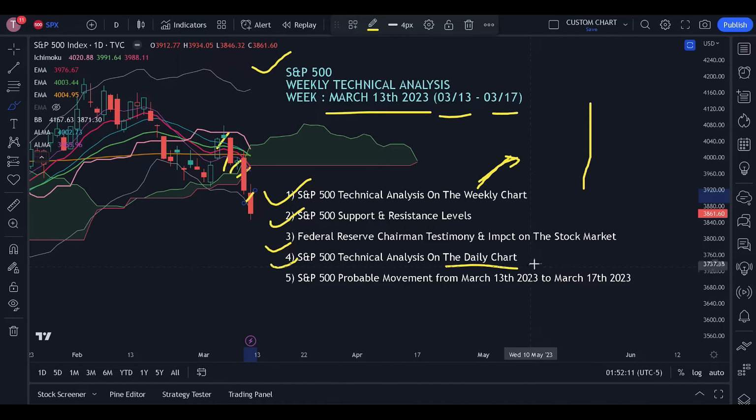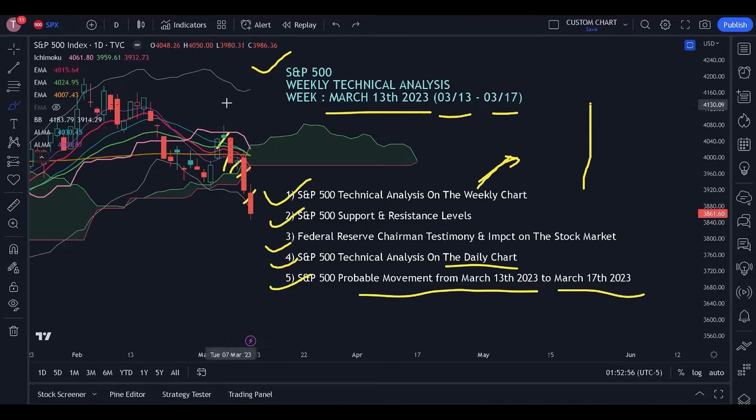If the technicals are saturated, then how it is going to impact the movement of the S&P 500. So we will look into the daily candle. The technical analysis on the daily chart means we are going to look into the near future, like 1 week, 2 weeks, 3 weeks. Guys, then comes the fifth point of the agenda of this S&P 500 weekly technical analysis. The fifth point of the agenda is the S&P 500 probable movement from March 13th, 2023, that is Monday, to March 17th, 2023, which is Friday.